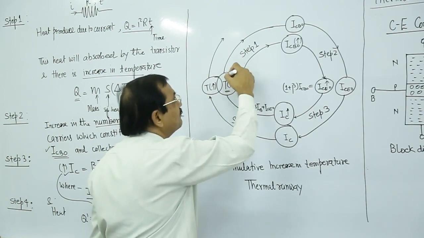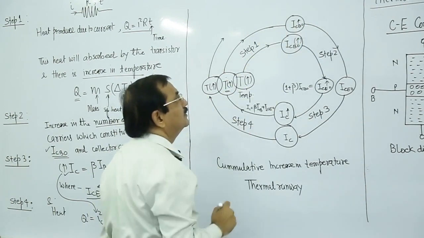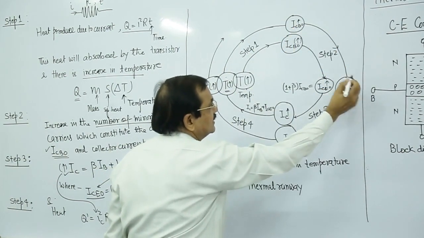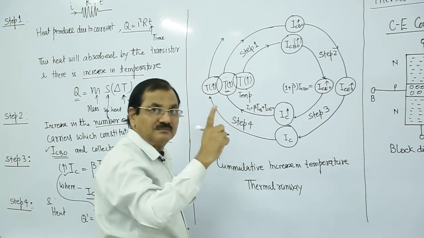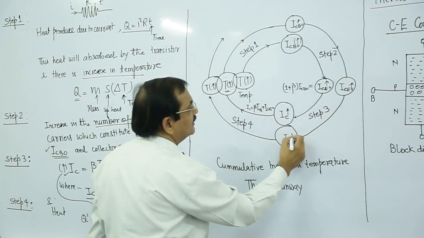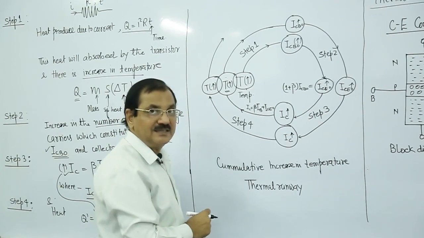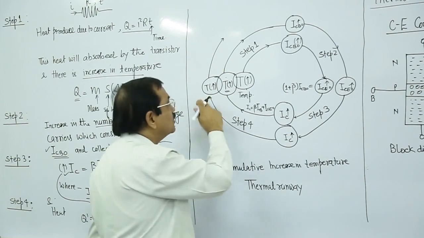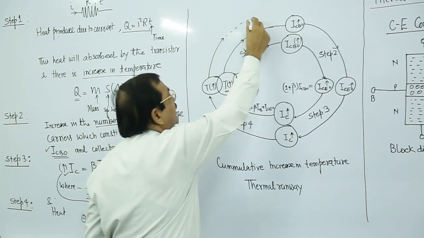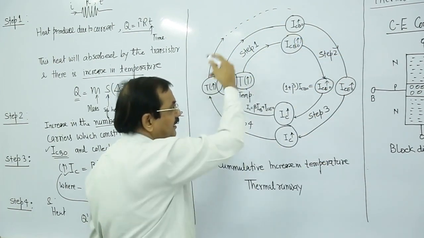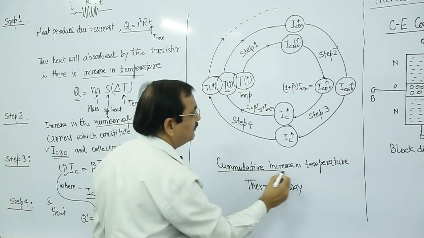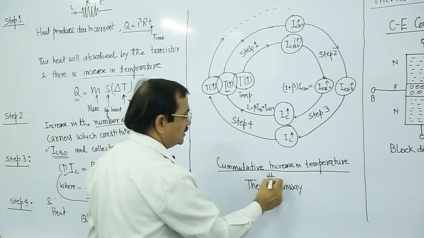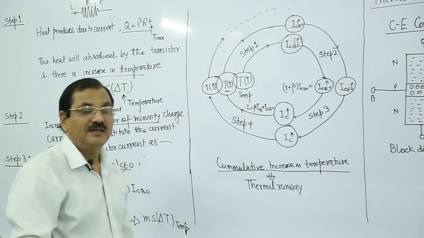And again, this temperature increase increases ICBO in this step 1, and this ICBO again increases ICEO, the minority charge carrier. Again, this will increase the IC, the collector current, which again increases the temperature. So this cycle will repeat. So it is the cumulative increase in temperature, and this cumulative increase in temperature is known as thermal runaway in the transistor.